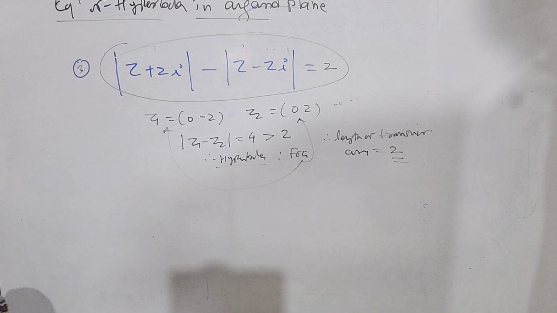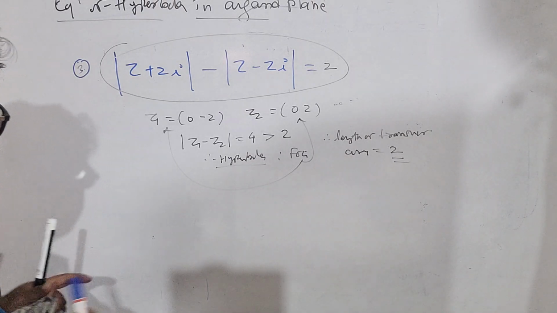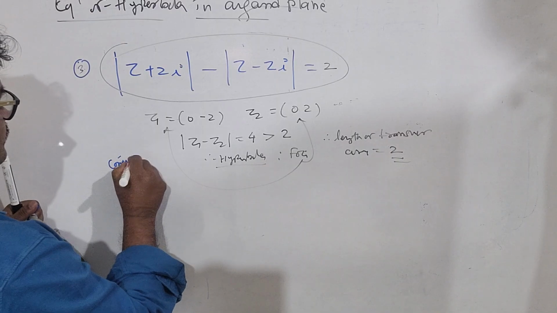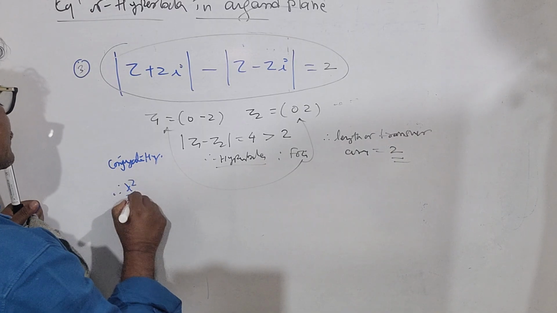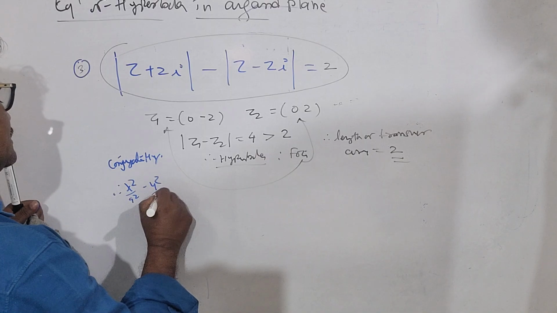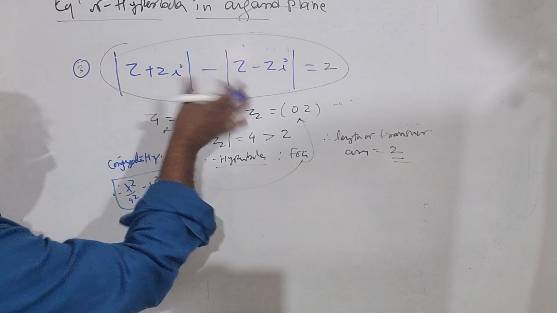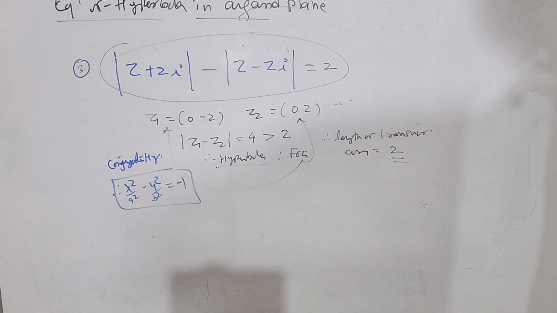Now, as the foci are lying on the y-axis, therefore it is a conjugate hyperbola. So its equation is something like x²/a² − y²/b² = −1, correct? So you have to convert this equation into coordinate form, that is x²/a² − y²/b² = −1.